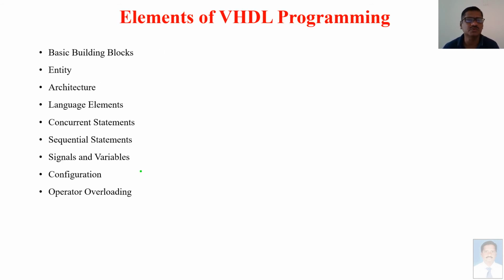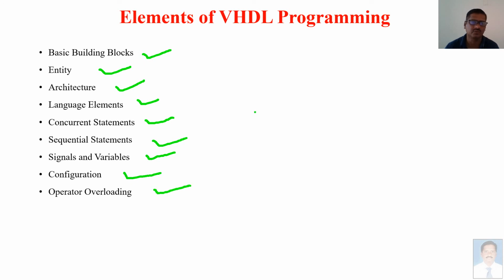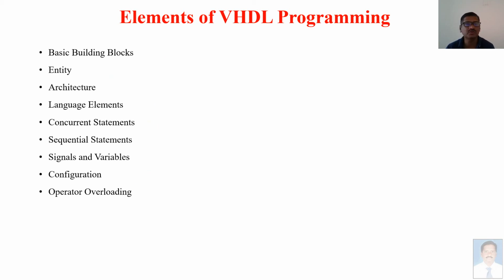Now I will come to the elements of VHDL programming. What are the elements it has? The basic building blocks, then entity, then architecture, then language elements, then concurrent statements, then sequential statements, then signals and variables, then configuration, then operator overloading, and many more. To begin with, I will conclude this lecture with the basic building blocks of VHDL programming.